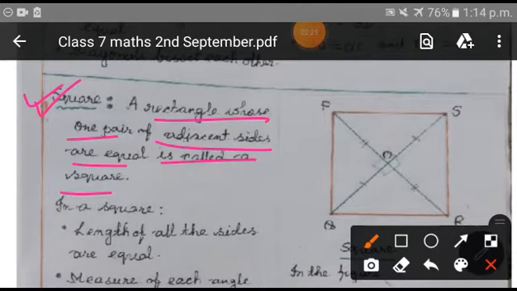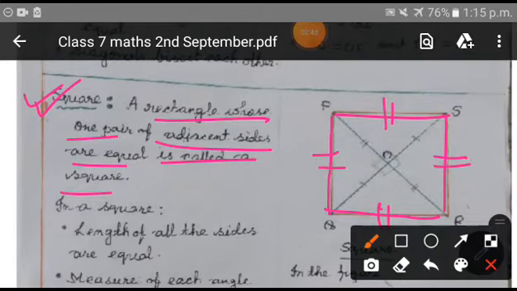And what do we mean by the adjacent sides? This side, suppose PS, is adjacent to side PQ. So these sides are equal. Now again PQ is adjacent to side QR. So these are also equal. Now QR is also adjacent to SR or RS. So these are again equal. So we can directly say that all the four sides are equal. So this is the property of square, that the lengths of all the sides are equal.